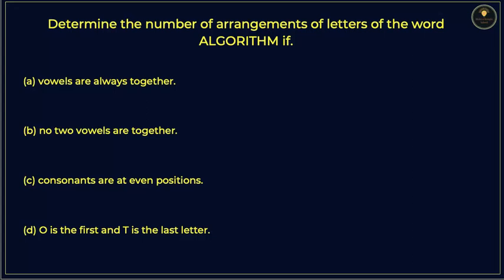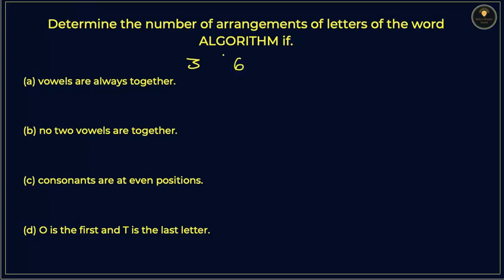In this problem, we have to determine the number of arrangements of the letters of the word ALGORITHM. The first condition that is given is that vowels are always together. What we can observe from ALGORITHM is that there are a total of 9 letters, out of which 3 are vowels and 6 are consonants.